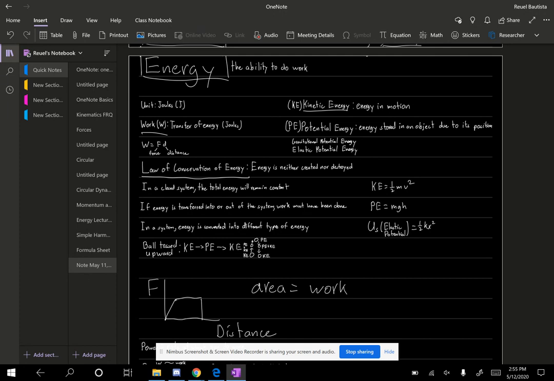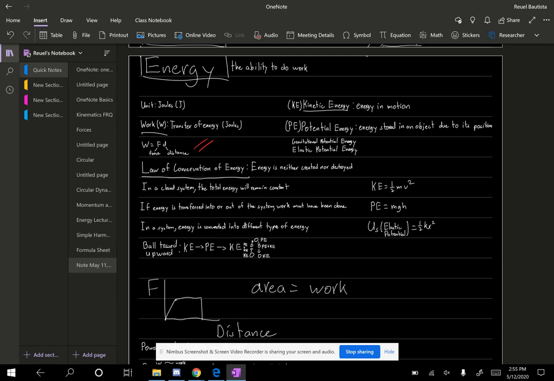So let's say you roll a ball, but then it stops, right? Wait, how does it stop if the amount of energy should stay the same? Well, because friction is doing work, right? Friction is being applied in the opposite direction over a certain distance, doing work and taking away some of that energy. Okay? So work is the transfer of energy, and it's found using this equation.